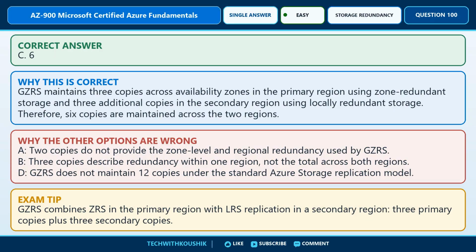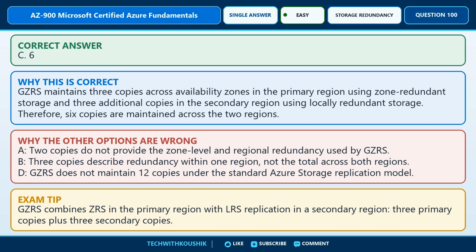The best choice is option C, 6. This works because GZRS maintains 3 copies across availability zones in the primary region using zone redundant storage and 3 additional copies in the secondary region using locally redundant storage. Therefore, 6 copies are maintained across the 2 regions.